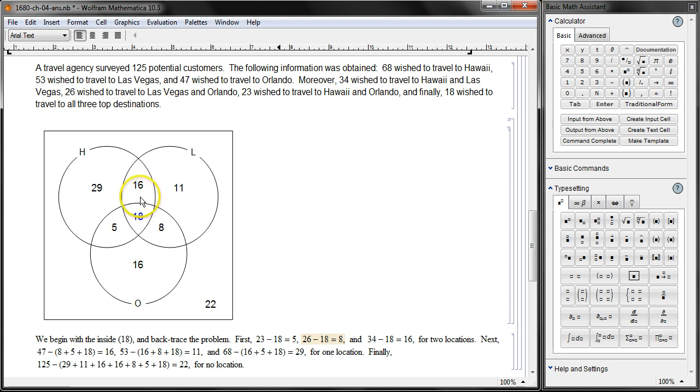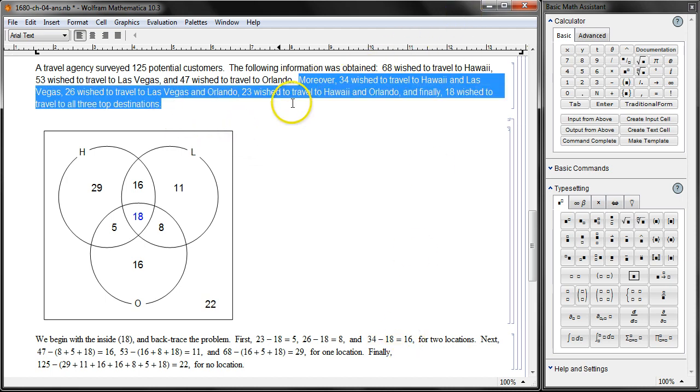Now, how do you get the 16 over there? It's coming from the same subtraction. We had 34 people that belong to this entire football. 18 is already counted. 34 for this entire football, 18 over here. So what's left outside? Subtraction, 34 minus 18. That's how you get 16. And this kind of analysis covered up to here, backtracing the problem.